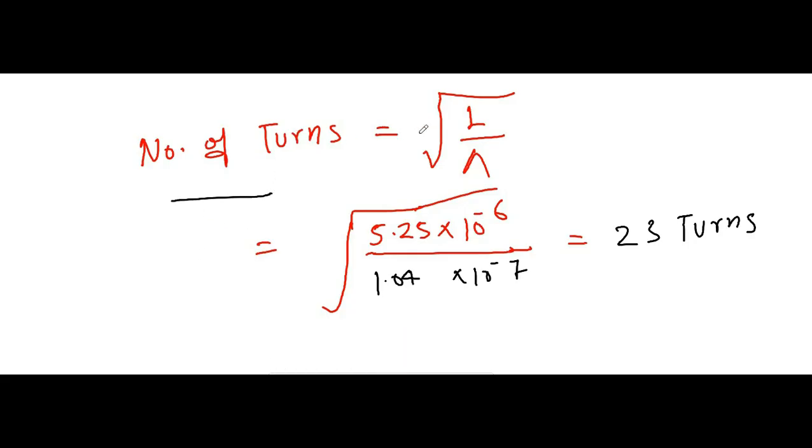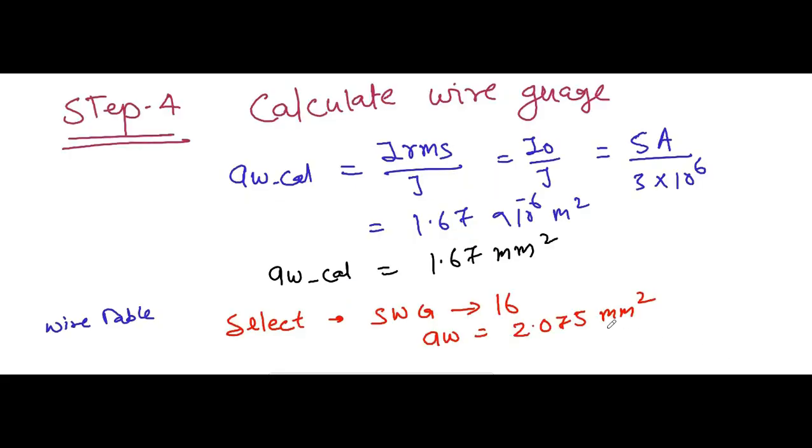So number of turns equals the square root of inductance divided by permeance. The value of inductance is 5.25 into 10 to the power minus 6 divided by 1.04 into 10 to the power minus 7. If you calculate this, the number of turns is 23 turns. Okay, 23 turns. So in step 3 we have calculated how many turns we require in order to attain a particular inductance value. Okay, so step 3 is done.